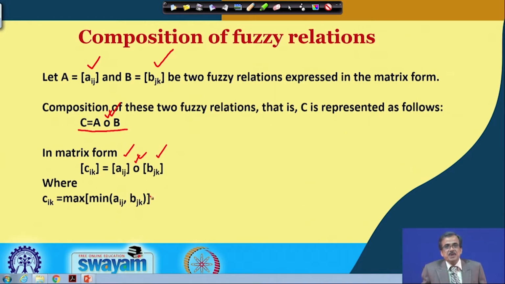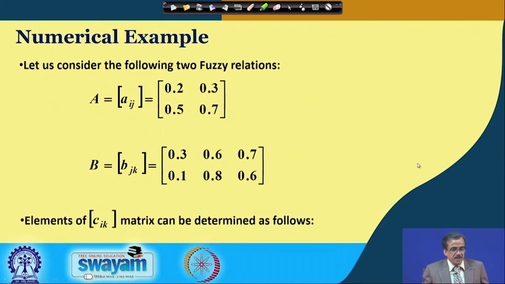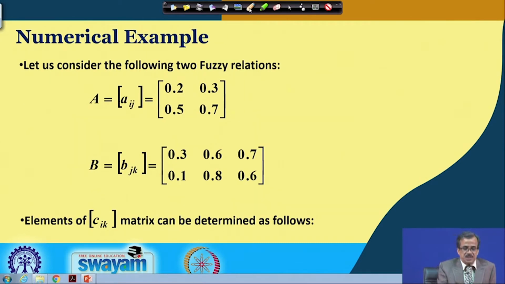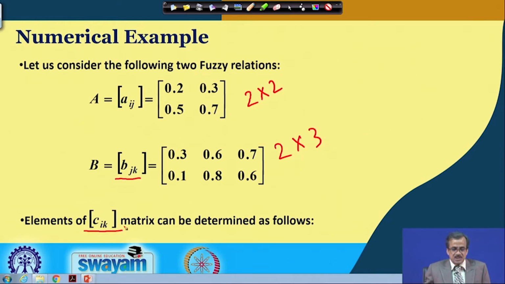So, how to find out the composition of two fuzzy relations? I am just going to take one numerical example. Supposing I have one fuzzy relation A, which is A_ij in matrix form, a 2 cross 2 matrix: 0.2, 0.3, 0.5, 0.7. The next is B, another fuzzy relation, B_jk, a 2 cross 3 matrix with elements 0.3, 0.6, 0.7, 0.1, 0.8, 0.6. Our aim is to find out the elements of C_ik.